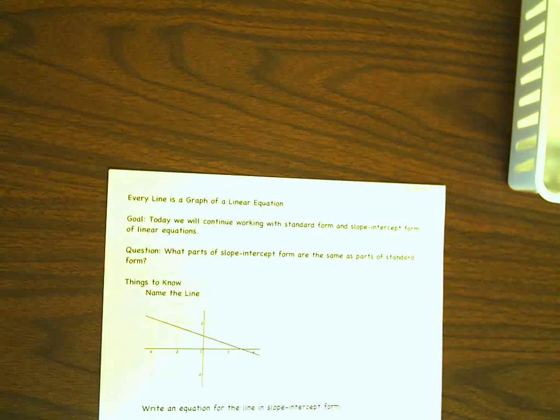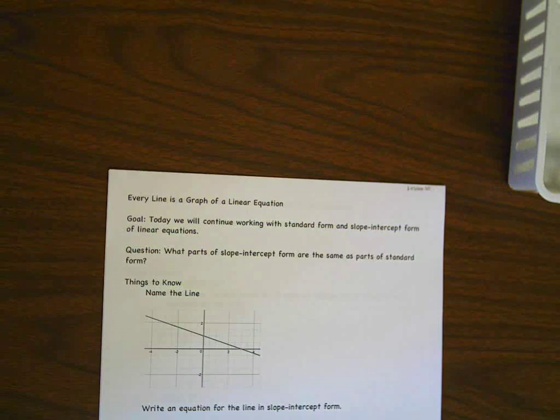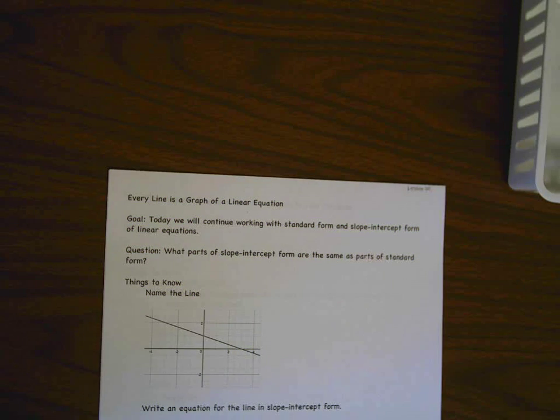Today, we are going to be working on a lesson that is called Every Line is a Graph of a Linear Equation. Our goal for today: we will continue working with standard form and slope-intercept form of linear equations. The question that I want you to be thinking about in this lesson is what parts of slope-intercept form are the same as the parts of standard form, okay? So we're trying to find things that they have in common.